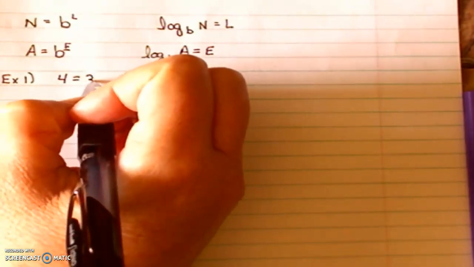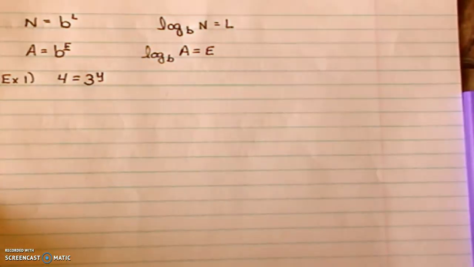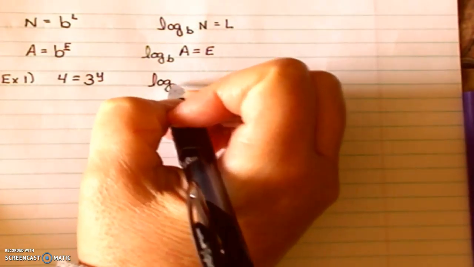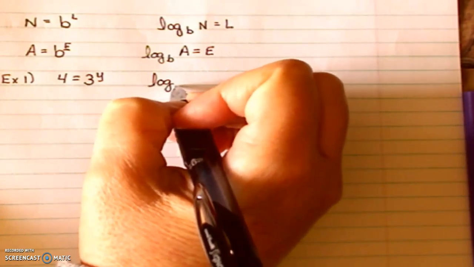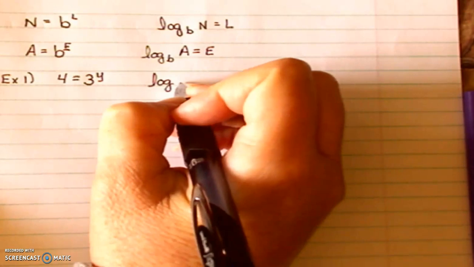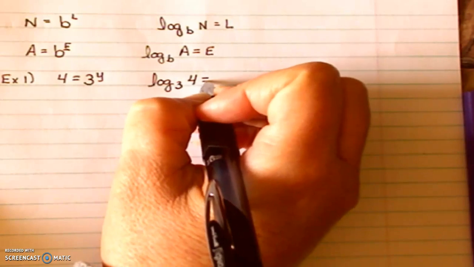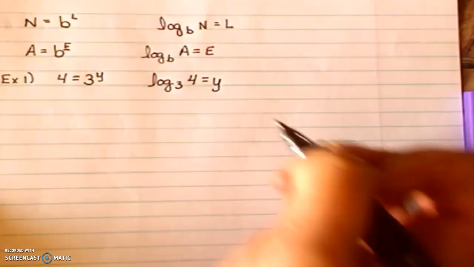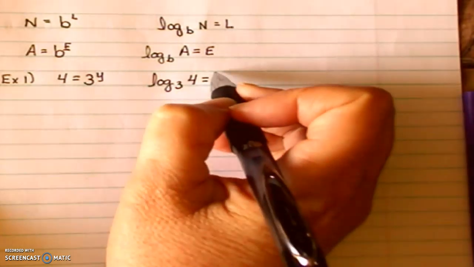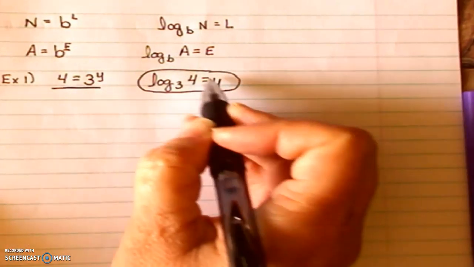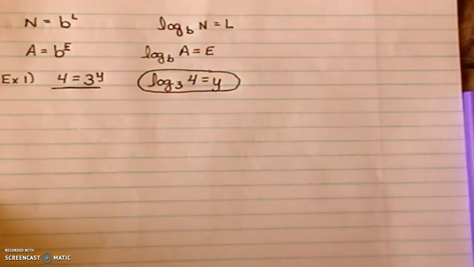So just as example number 1, to change formats, if I tell you I have 4 is equal to 3 to the y power, we can change that into logarithmic form. We're going to say log, and then the little subscript value right here is your base. So your base is 3 of the answer, which is 4, is equal to the exponent, which is y. So this is in logarithmic form. You're taking an exponential, which is right here, and you're changing it into logarithmic format.